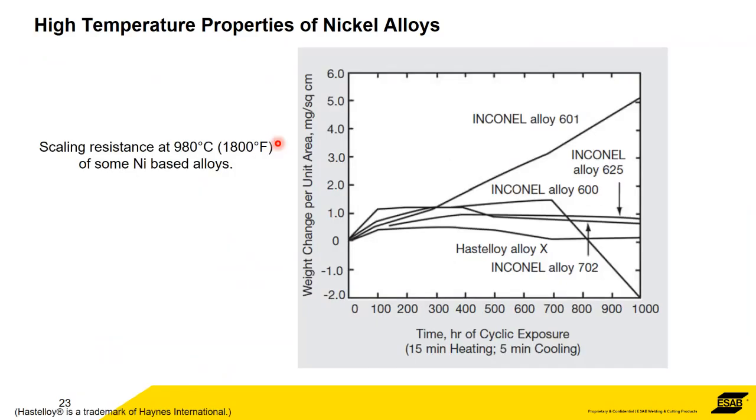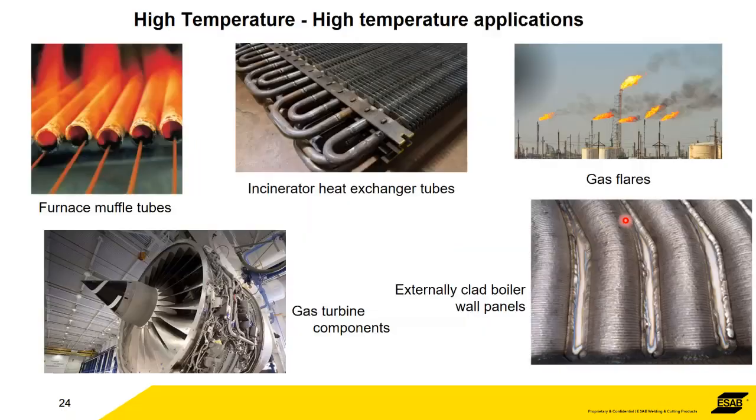I think this is the last one, scaling resistance. This is a periodic cycling of 15 minutes of heating, then 5 minutes of cooling. You can see the amount of weight change, in milligrams per square centimetre, over 800, 900, 1,000 hours is virtually zero. All of these graphs are just illustrating that 625 is the one where most of the data is available. That's why we use it.